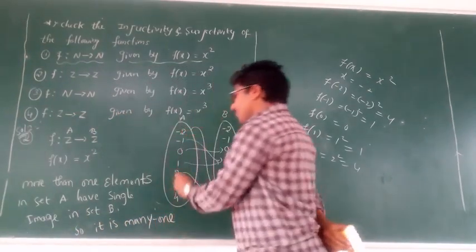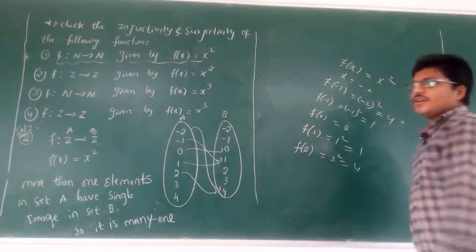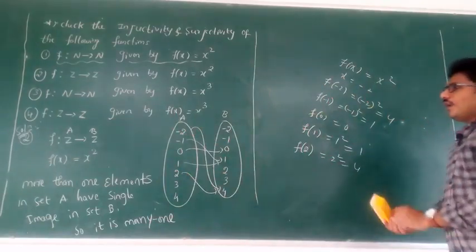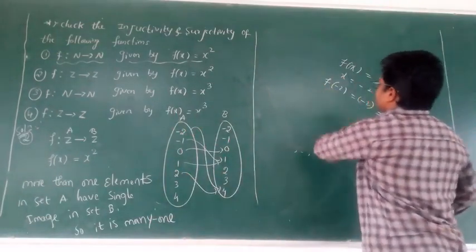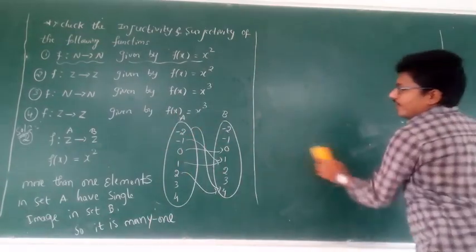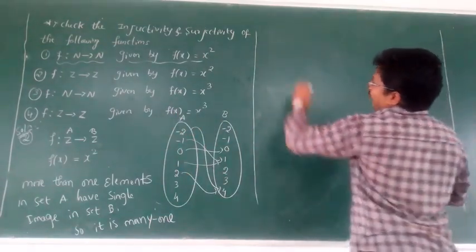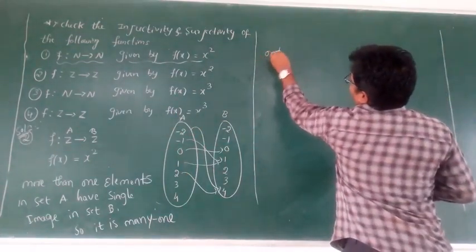So what happens then? This becomes many-one. It is not a 1-1. Now next, we come to onto functions, surjectivity functions. What happens with surjectivity? Let's check the onto function, whether onto is obeyed or not.